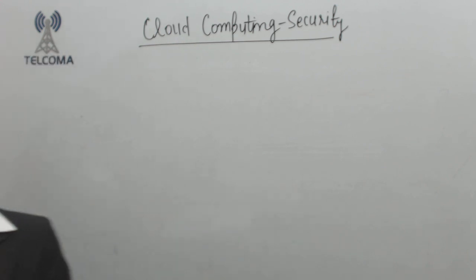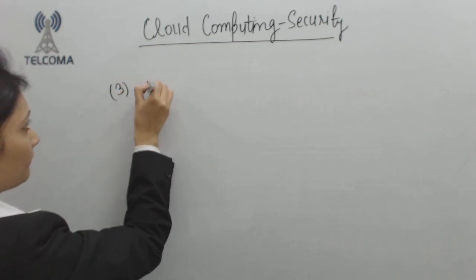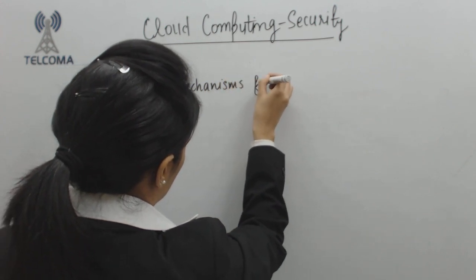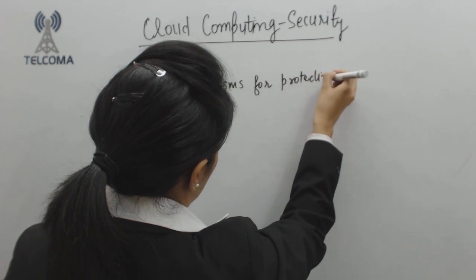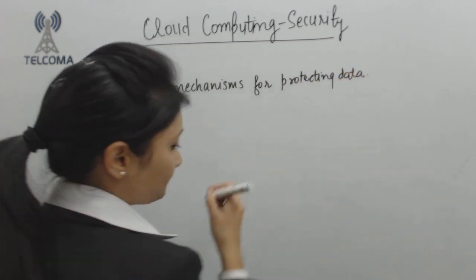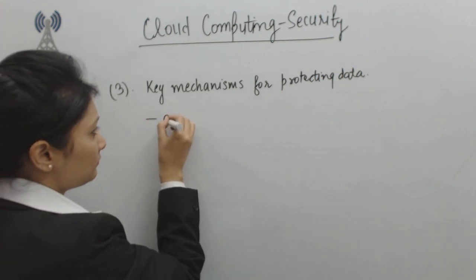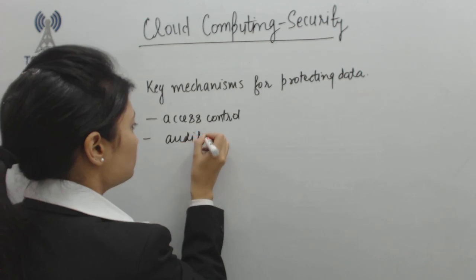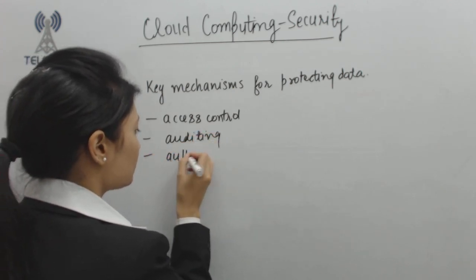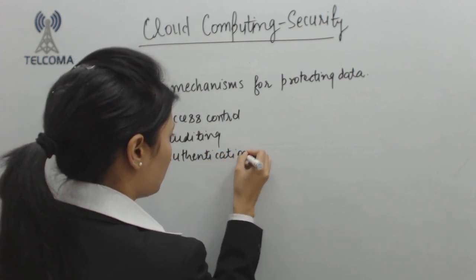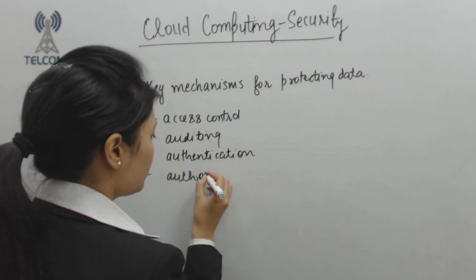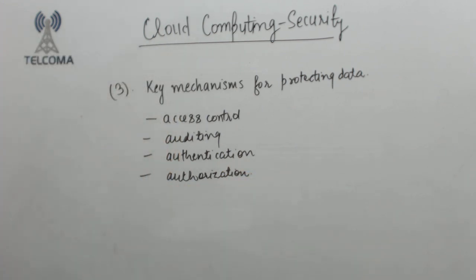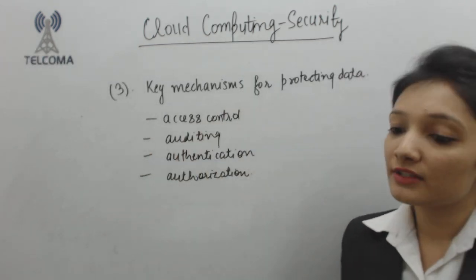we have some key mechanisms for protecting the data: access control, auditing, authentication, and authorizing.